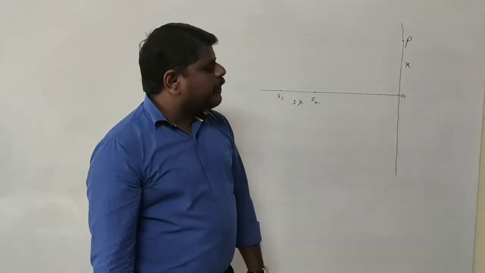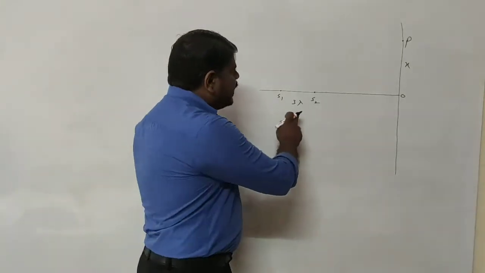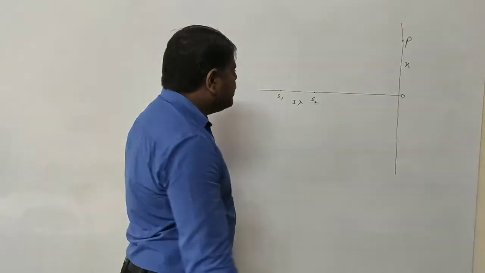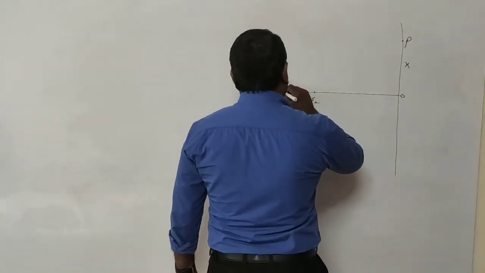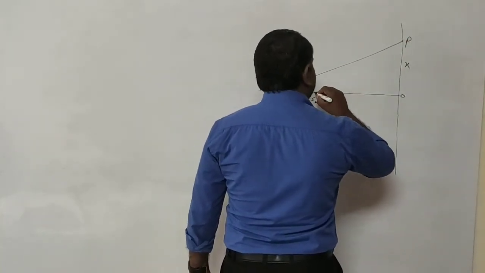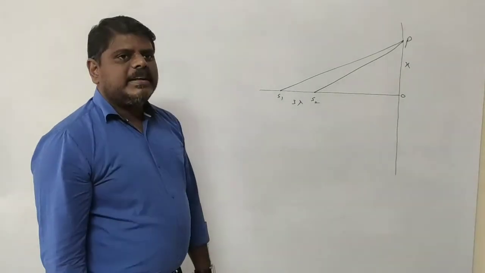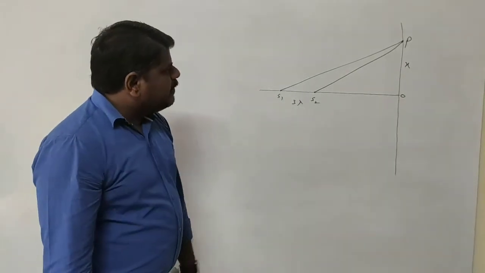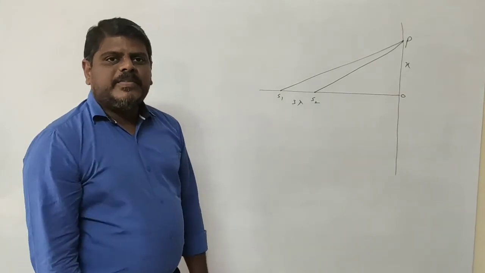If you want to obtain the bright band or the dark band, definitely the two light waves coming from S1 and S2 are going to reach the point P. The light coming from S1 reaches the point P like this, and the light coming from S2 also reaches the point P like this. The two light waves travel and reach. The diagram clearly explains that both have not traveled the same distance. There will be a path difference.